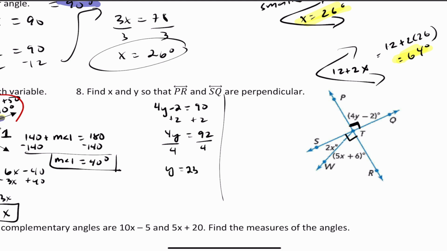Okay, now here I have this plus this. This will equal 90 degrees, complementary, right? So 2x plus 5x plus 6 equals 90. 7x plus 6 is equal to 90. So 7x is equal to what? 84. So x is equal to 12.